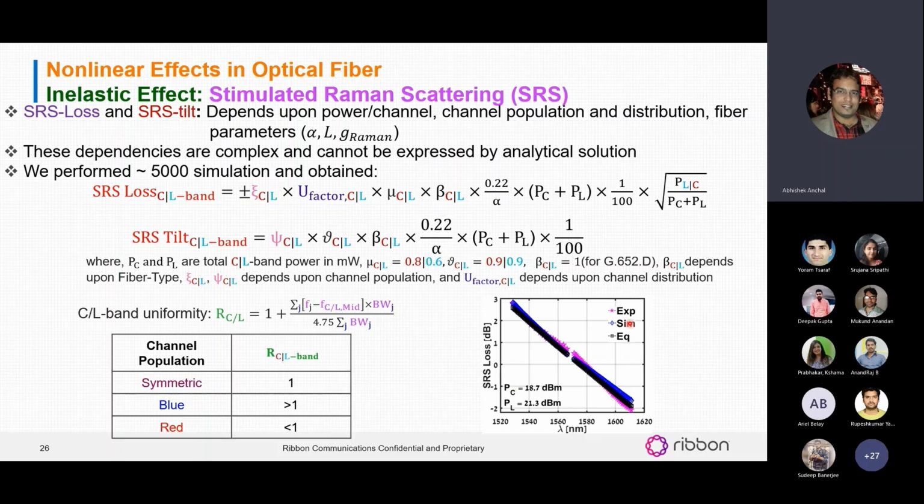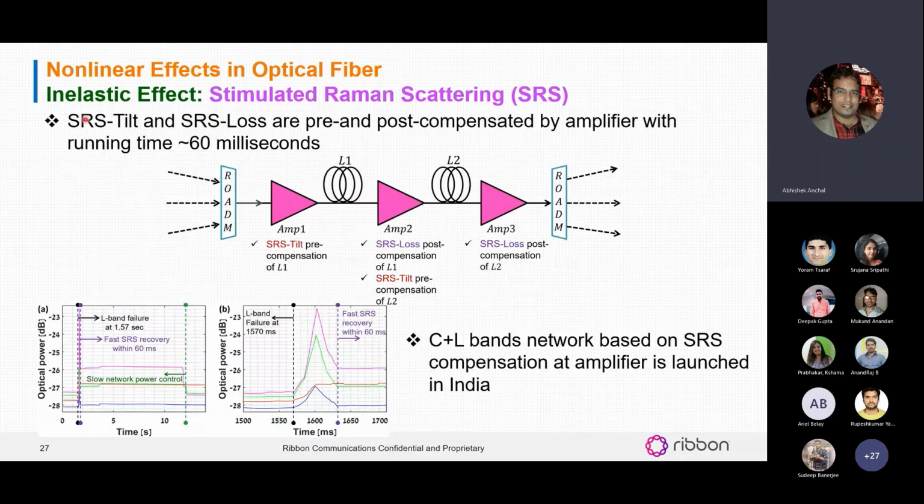We also verified this with a lab experiment and the simulation equation, and we found a very good match. Not perfect, but good enough for us. And then in our system, we compensated SRS tilt and SRS loss, pre and post compensated. Most of you know about it. It takes around 16 milliseconds to compensate.